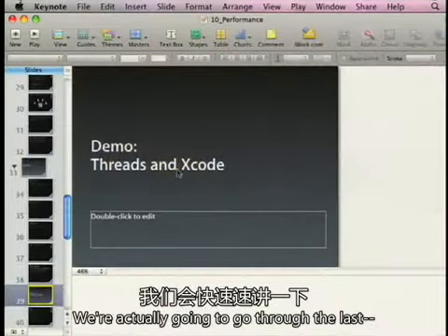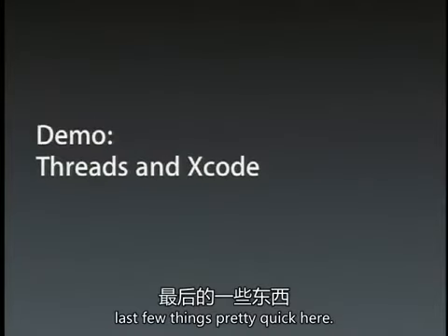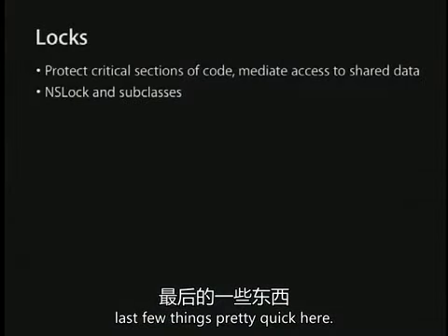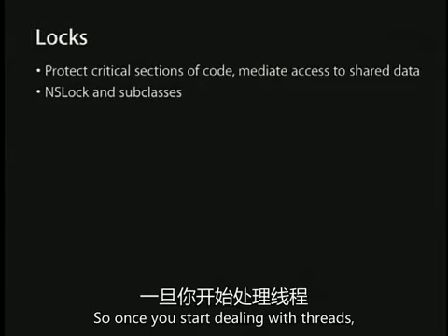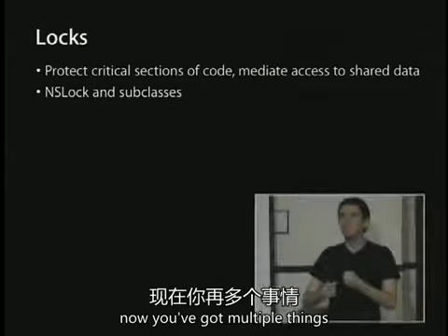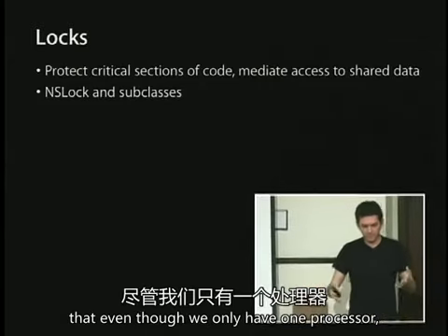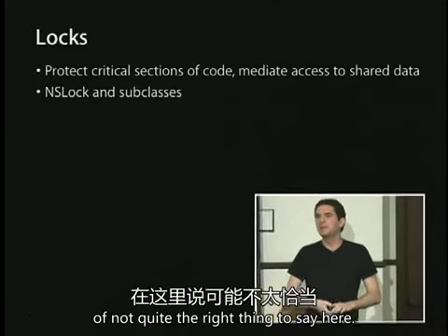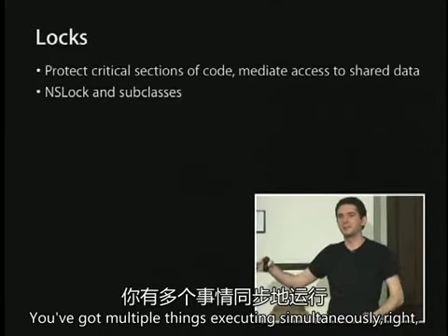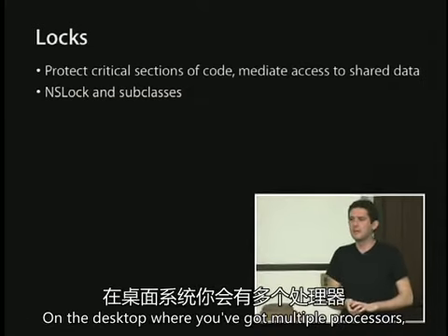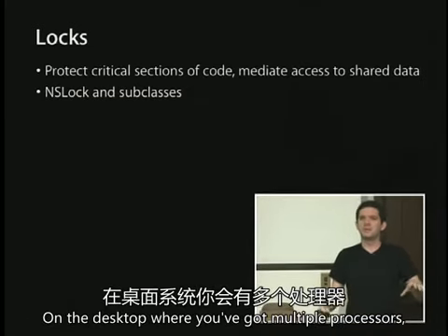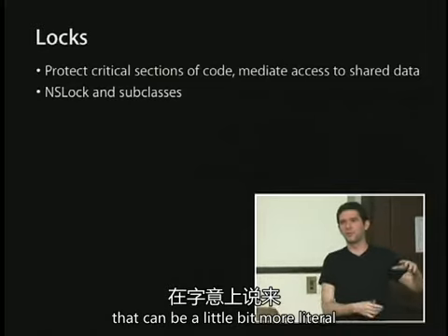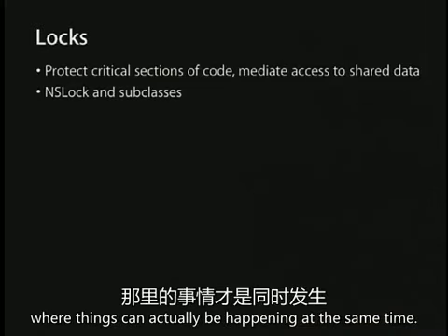So we're running kind of out of time here, so I'm going to go through the last few things pretty quick. Once you start dealing with threads, now you've got multiple things executing simultaneously, right? Even though we only have one processor, "at the same time" is not quite the right thing to say here. Concurrently, I suppose. On the desktop where you've got multiple processors, that can be a little bit more literal, where things can actually be happening at the same time.